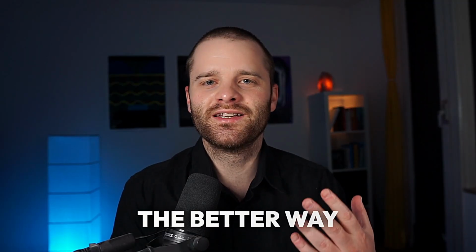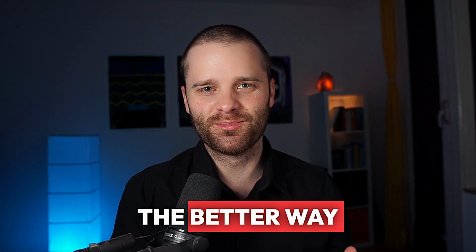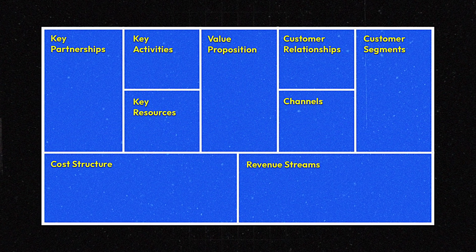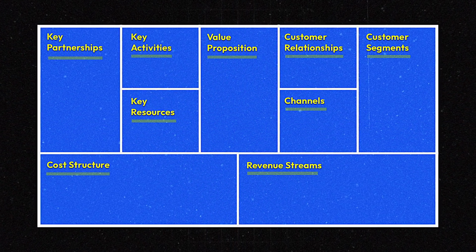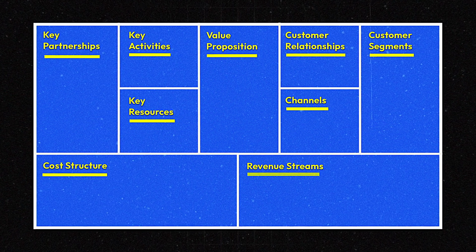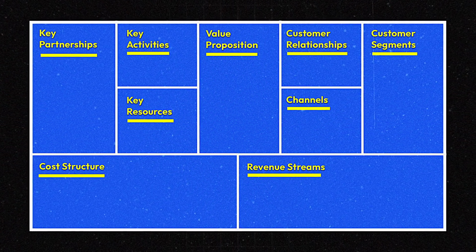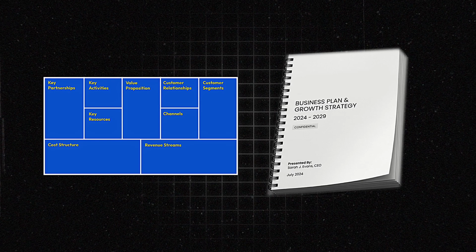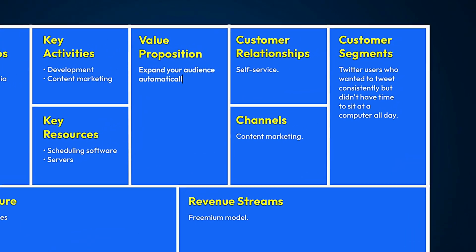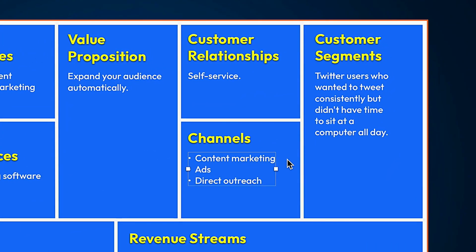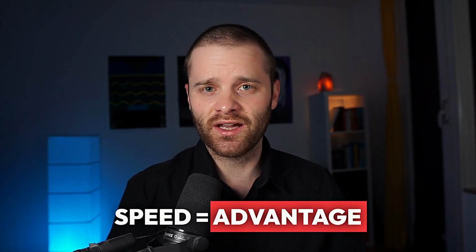The solution and the better way to build your startup is the business model canvas. It forces you to focus on the 9 most important parts of your startup, the 9 building blocks. It already looks way easier than your traditional business plan. But why is this so powerful? Because you can change it in 2 seconds. Rewriting a 40-page business plan takes weeks. And in a startup, speed is the only advantage you have. So let me show you how the business model canvas works with a real example.